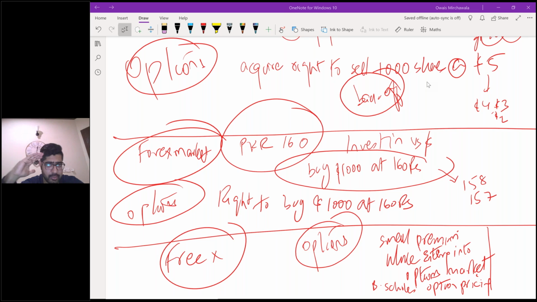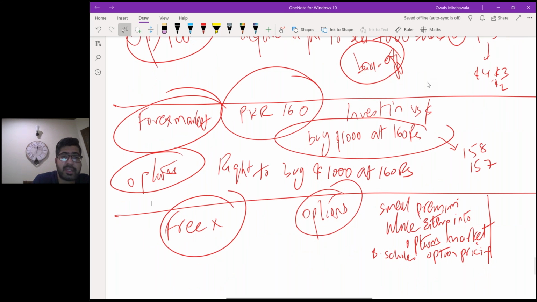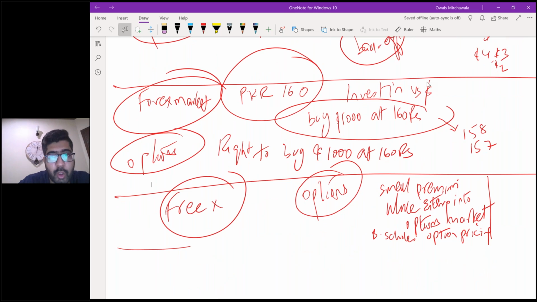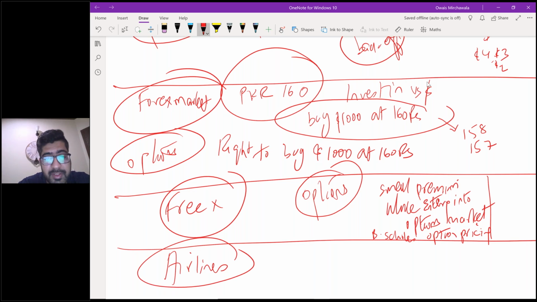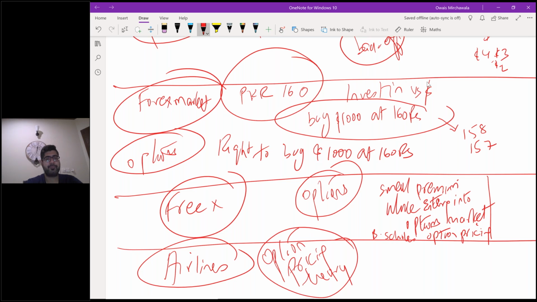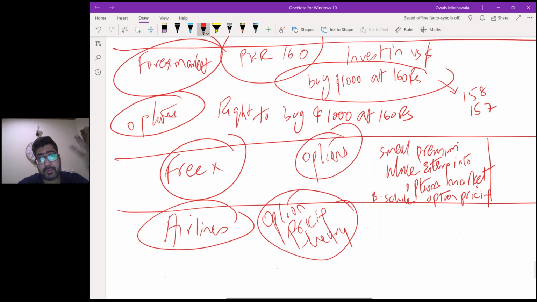Now, a thought came to my mind: options are so much incorporated in our real life that even if you travel, the airlines have started using this option pricing theory.